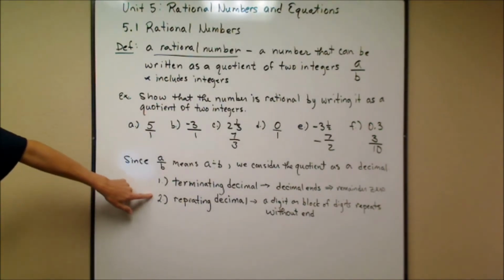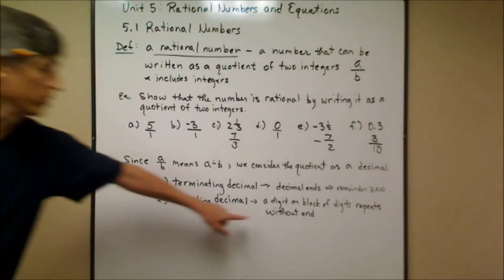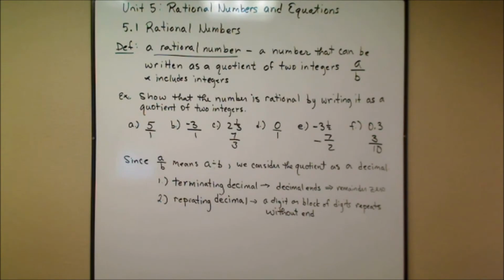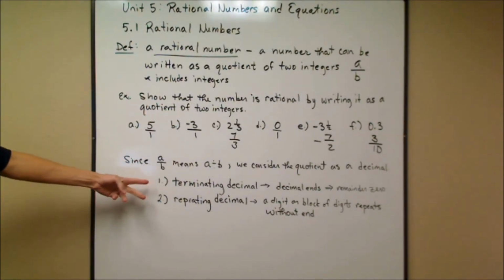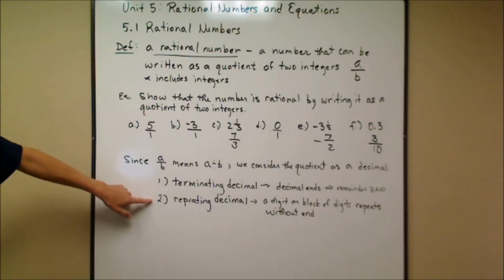A repeating decimal is the other possibility. What that means is one digit, or maybe 2 digits, or a whole block of digits might be repeating. So you might have something like 0.725, 725, 725, 725, and it repeats, notice, without end. So it's non-terminating, but it's repeating. So when you have a rational number and you write it as a decimal, one of two things occurs. You either get a terminating decimal or you get a repeating decimal.